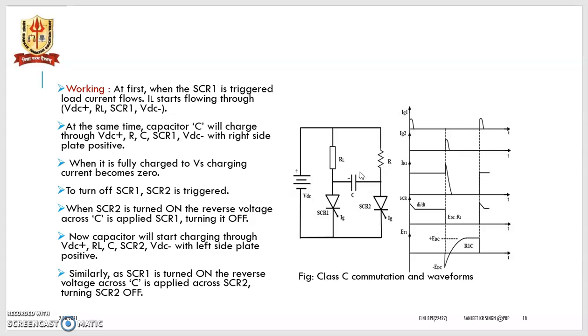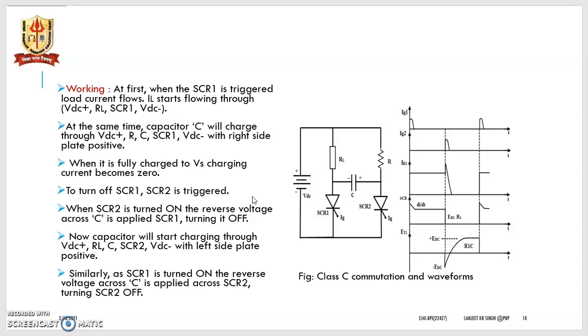Now the capacitor is charged through VDC positive to the resistor R to the capacitor and SCR1 and back to the negative of the supply. Then when it is fully charged, it will reach the voltage of this supply voltage VDC, Vs, and thereafter current becomes 0.